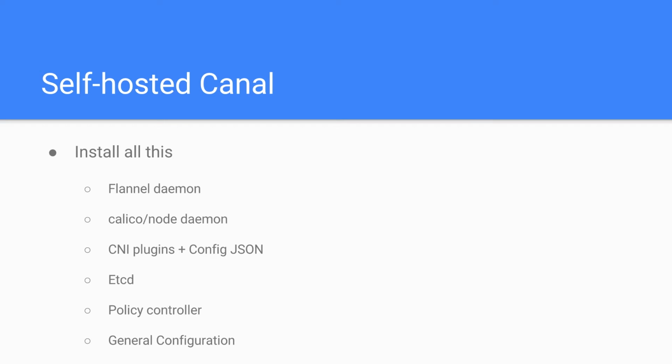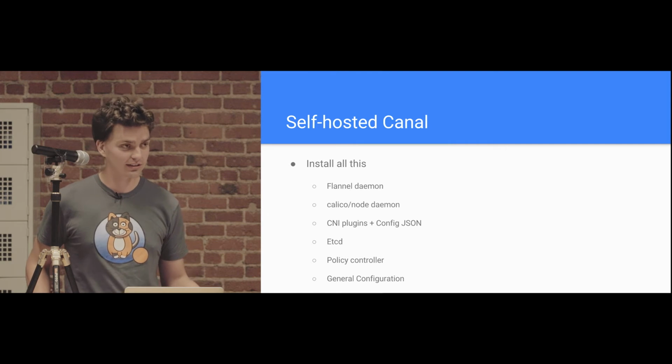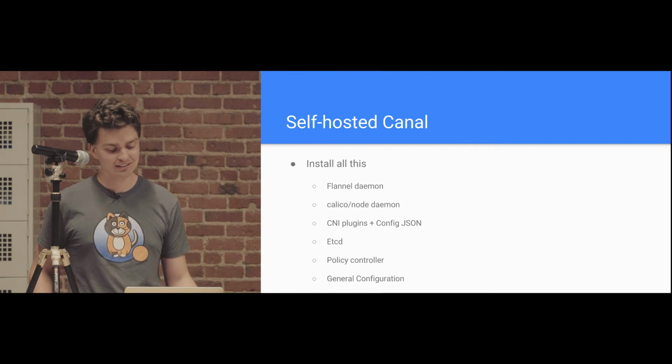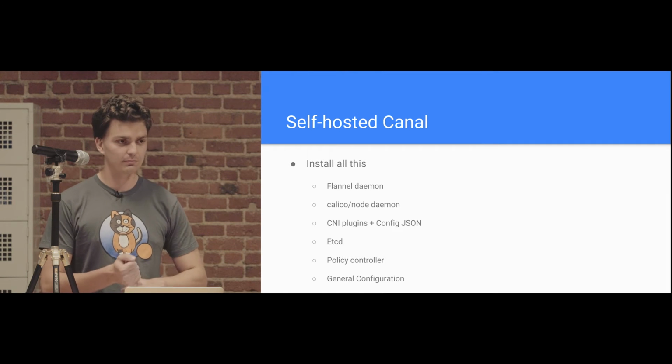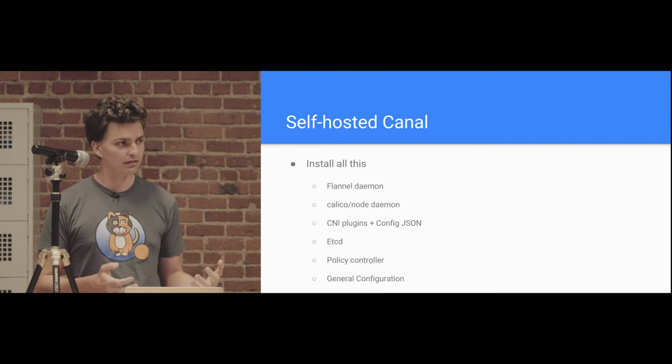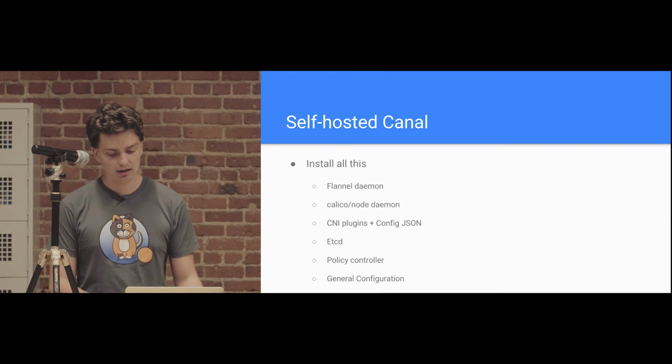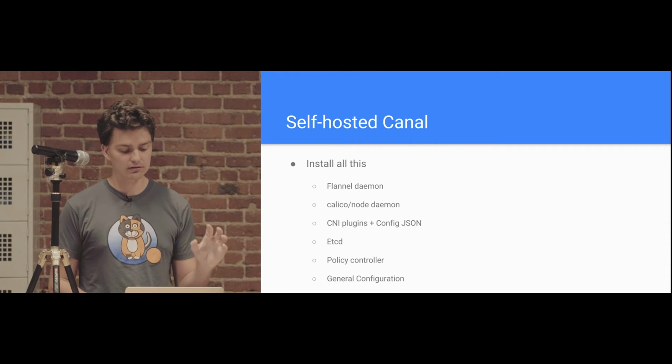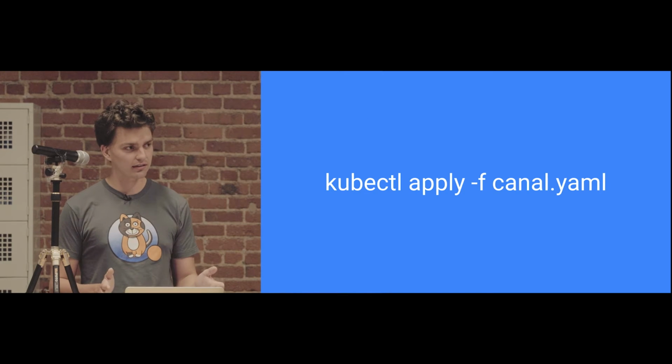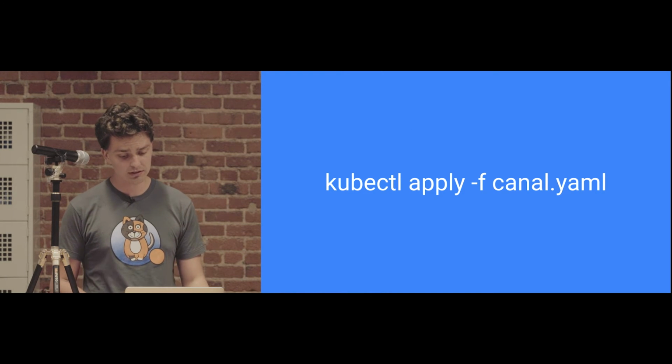So I say this because that's a lot of software. You've got a bunch of different components. We have a daemon on every agent for Flannel. We have a daemon on every node for Calico. We have Flannel and Calico CNI plugins, as well as the network config JSON. We're running etcd. We're running this policy controller. And then we also need to configure all of this stuff. And what self-hosted says is that we want to deploy all of this like this. Way easier.